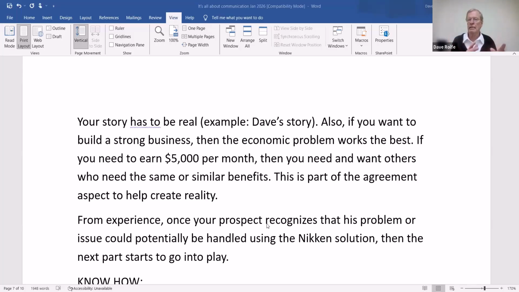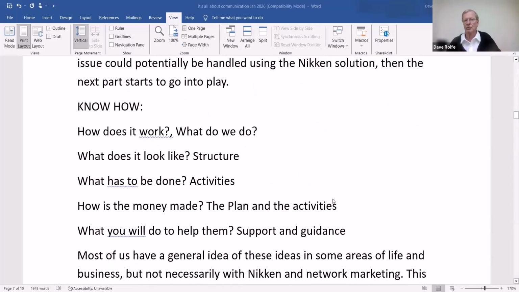This is very important. So this then is part of the agreement, the aspect of creating the reality between the two of you. From experience, once your prospect recognizes that his problem or issue could potentially be handled by using the Nikken solution, then the next part goes into play. Well, what's the next part? How does it work? What do we do? What does it look like? Structure. What has to be done? What are the activities? How is the money made? The plan and the activities. And what will you do to help them?